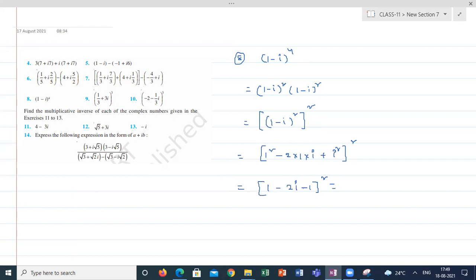So what is the answer? Minus 2i whole square. This will be 4i square. The answer is minus 4. So it can be expressed as minus 4 plus 0i.